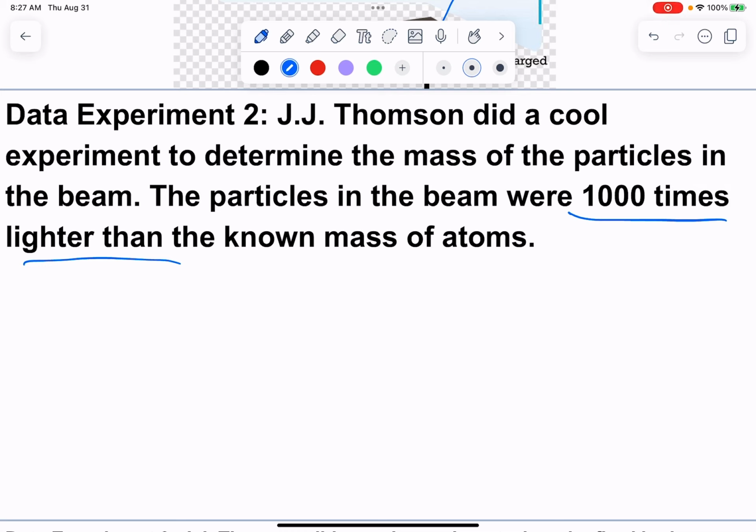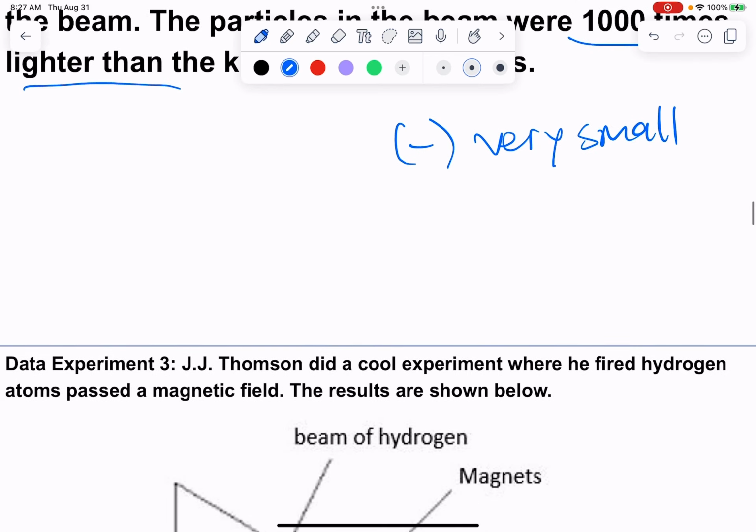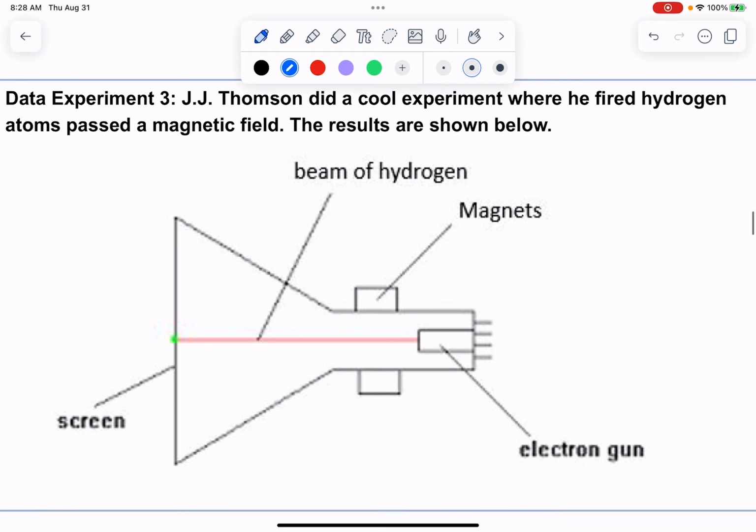So John Dalton had said, hey, the atom is the smallest thing. And later, J.J. Thomson came in and said, hey, actually, there are these negatively charged particles that are very small. They're much smaller than a typical atom. So then he did some more experiments.